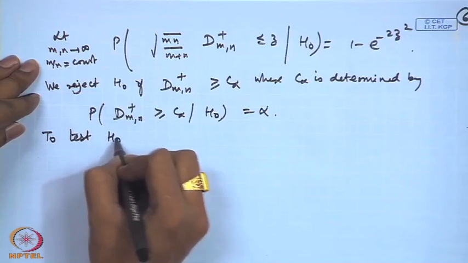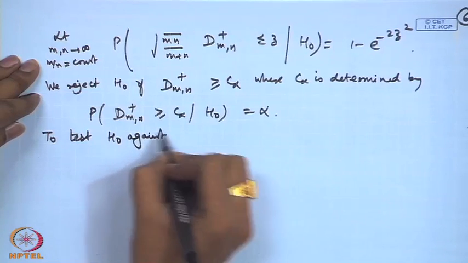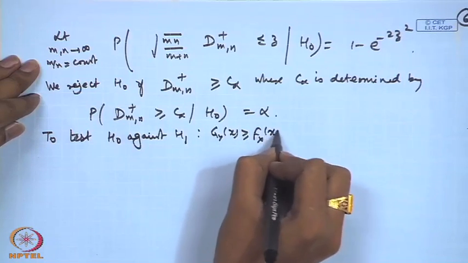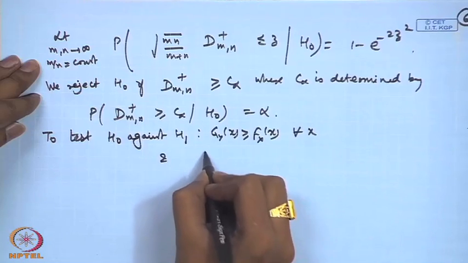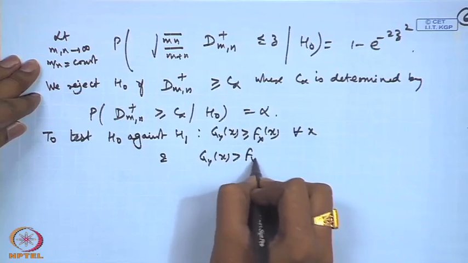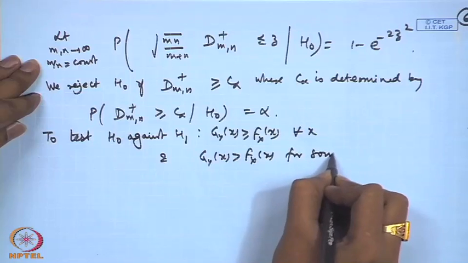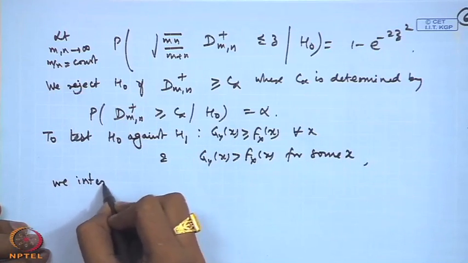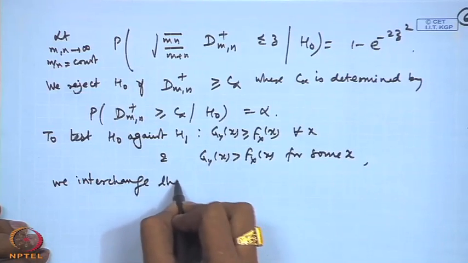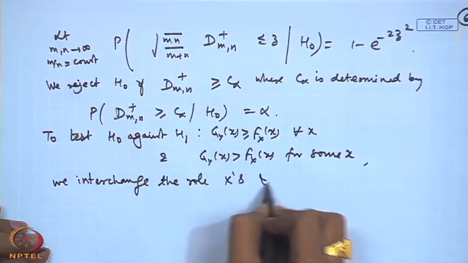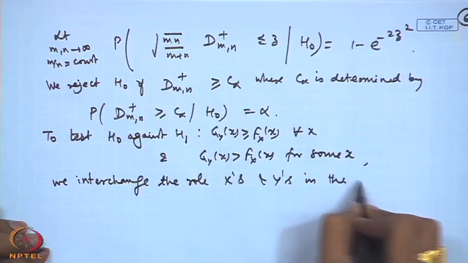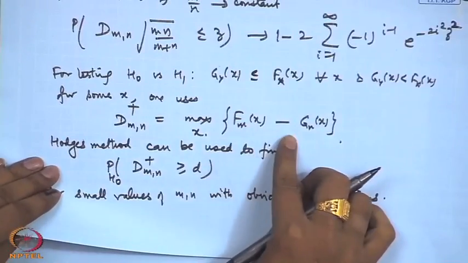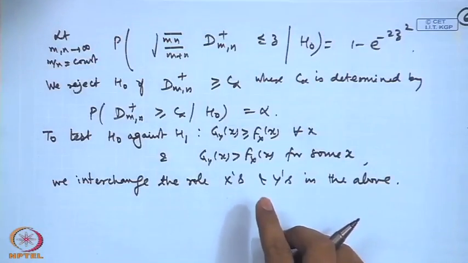To test H naught against H 1, G(x) greater than or equal to F(x) for some x, we interchange the roles of x's and y's in the above. So, basically you can consider here Gn(x) minus Fm(x), and then a similar thing will be holding here.